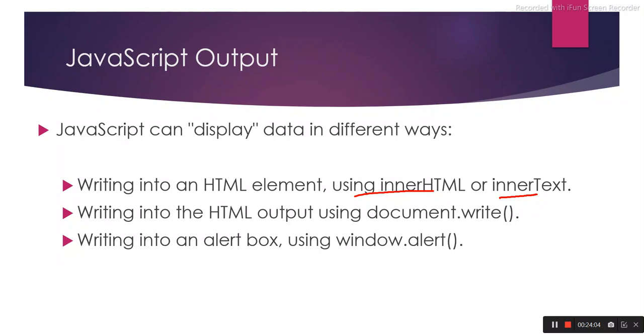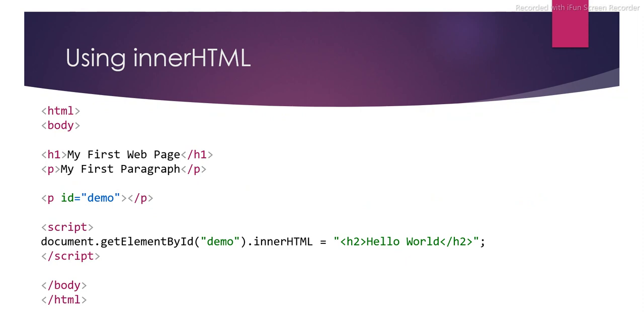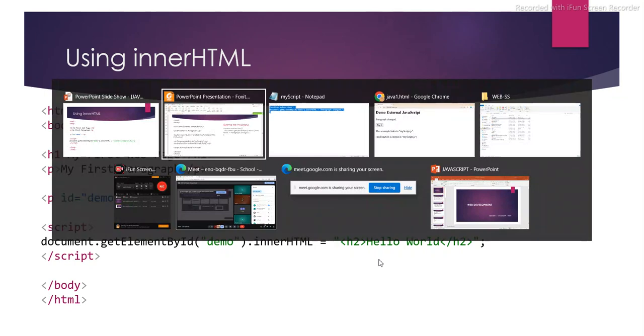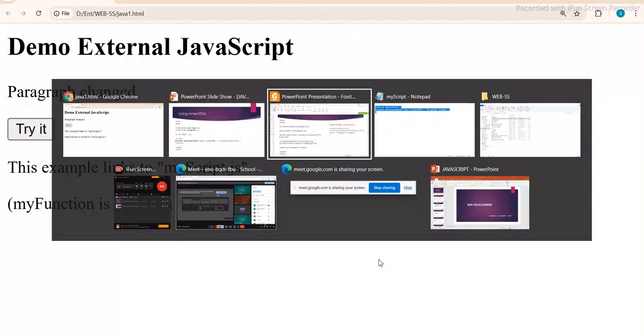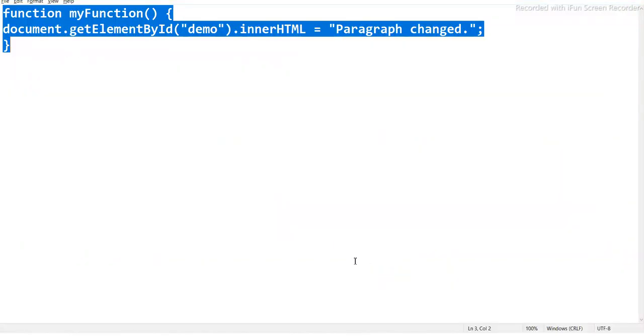The other one is document.write. The other way is window.alert, which will show you an alert box. We will see one by one how each is done in JavaScript. This program will show you innerHTML. InnerHTML means you can write HTML tags into that. Let me explain the same program if you want.